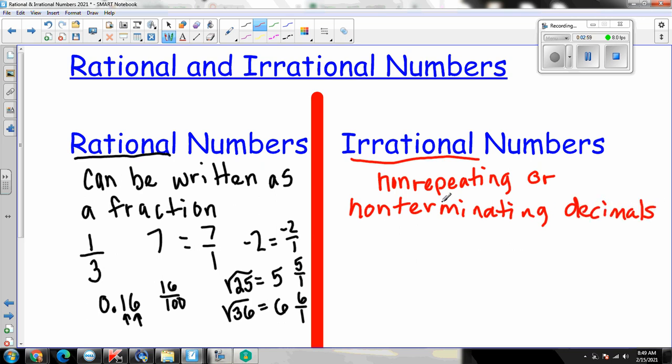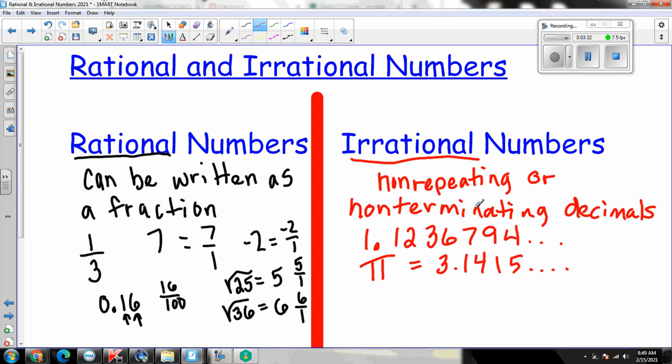They're non-terminating or non-repeating. Take a minute and pause the video if you need a few more seconds to write this down. When you're ready, hit play. Okay, so some examples would be like 1.1236794, and it's just a decimal that keeps going and it doesn't repeat. It doesn't have the same numbers over and over again. Pi is irrational because remember, pi is 3.1415. It's actually a decimal that keeps going. We just round it to 3.14 when we use 3.14.